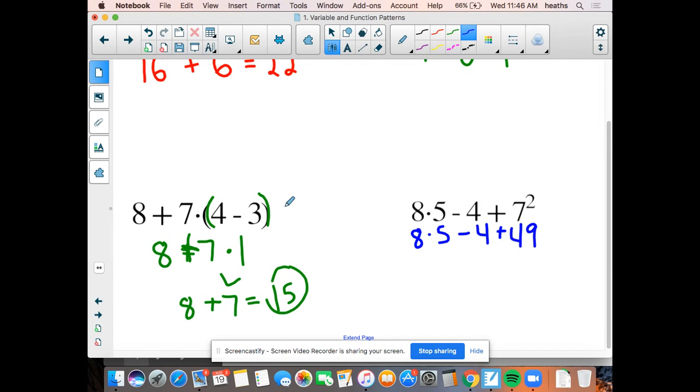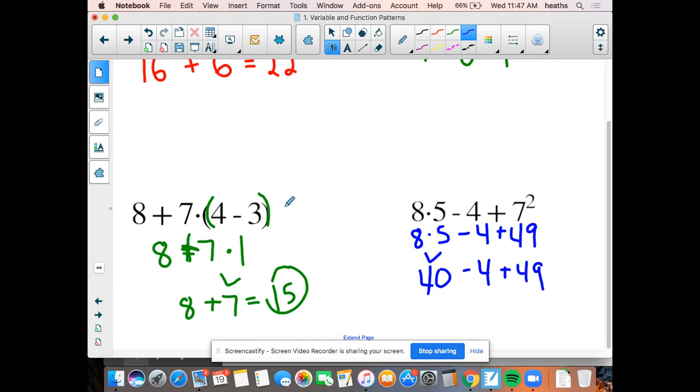Now we need to look for multiplication and division. I noticed right away there is no division in here, but there absolutely is multiplication. There is 8 times 5. So 8 times 5 is going to be 40. And then I simply dropped everything else down.